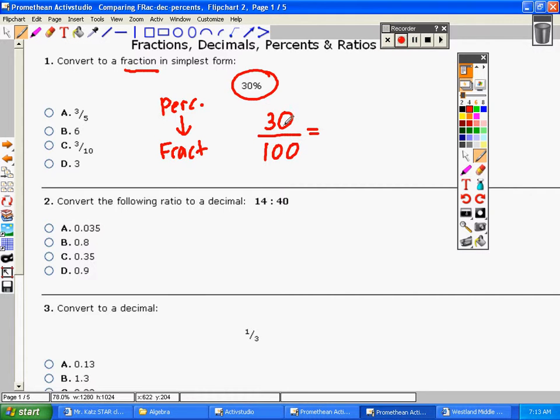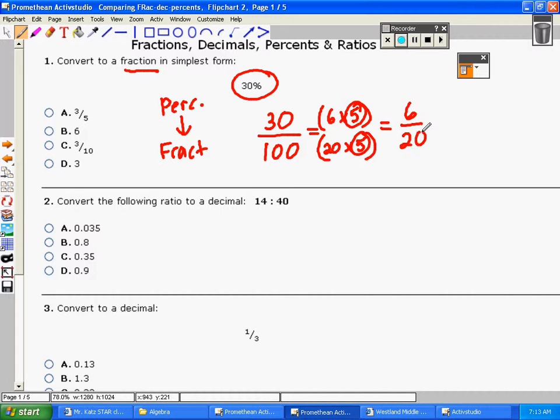So 30% is 30 over 100, and then we'll just reduce it because 6 times 5 is 30, and 20 times 5 is 100. So I could divide by 5 and get 6/20, and then I can divide by 2 because 3 times 2 is 6, and then 10 times 2 is 20. So they have a common factor of 2. Therefore, I could reduce it to 3/10, and there's my answer. 3/10. All right, next one.